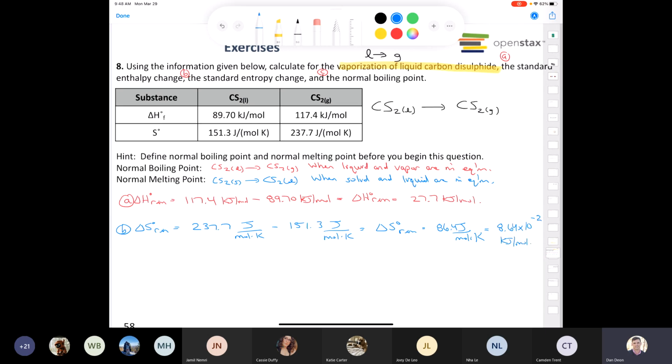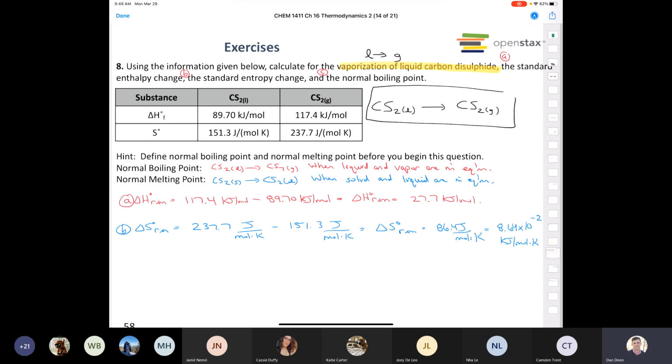kilojoules per mole Kelvin. Now, this is my segue into free energy and equilibrium, right? Because when I do the vaporization, this process right here, this is boiling the carbon disulfide in the liquid phase, right? We're converting it into a gas. We just calculated the delta H, the standard enthalpy change, and the delta S, the standard entropy change for this process, the boiling process.